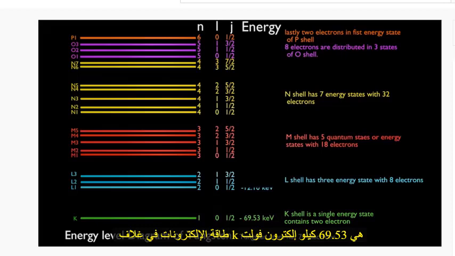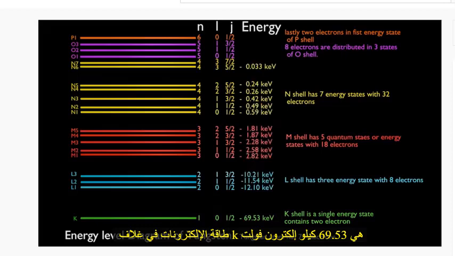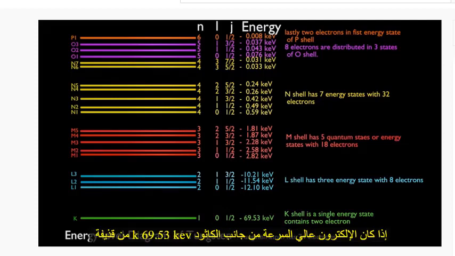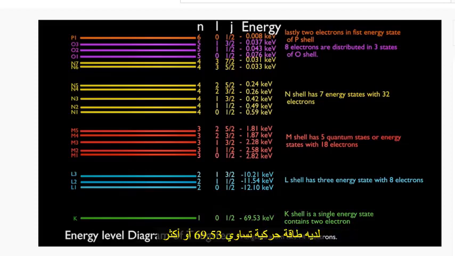The energy of electrons in the K shell is minus 69.53 kilo-electron volts. That means the minimum energy required to remove an electron from the K shell is 69.53 keV. If a high-speed electron from the cathode side has kinetic energy equal to or more than 69.53 keV, then only can it knock out an orbital electron from the K shell.